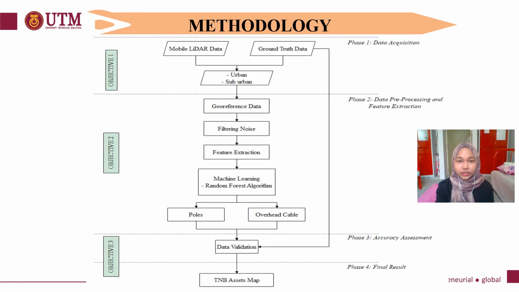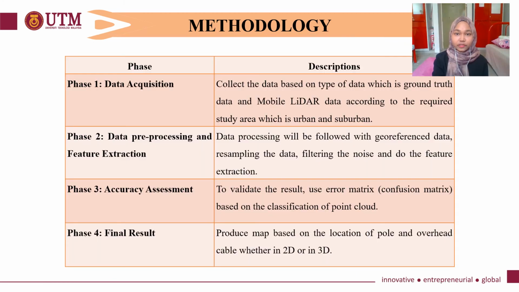So we go to the methodology part. In this methodology flow chart, there are 4 phases that consist of data acquisition, data pre-processing and feature extraction, accuracy assessment, and the last one is produce the final result. Each of the phases is followed by objective number 1, objective number 2, and objective number 3.